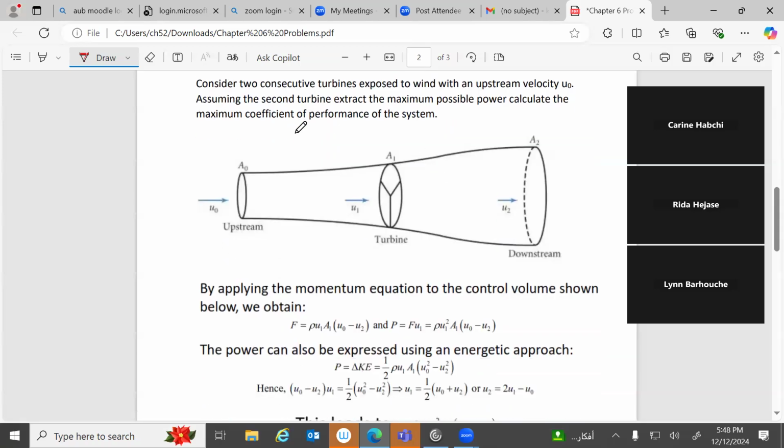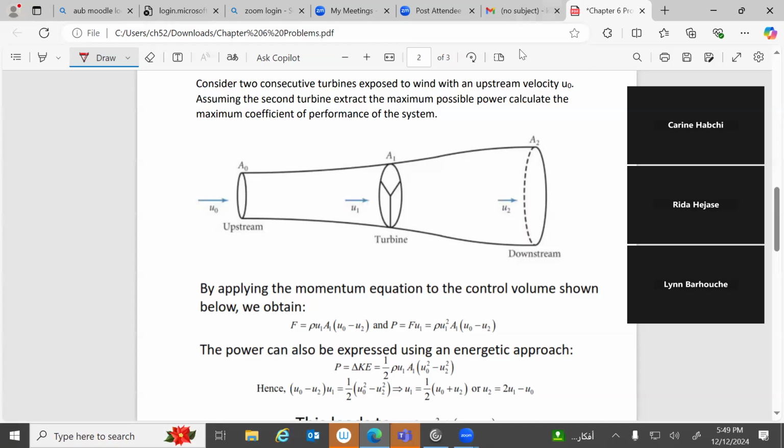Okay. So, in this problem, consider two consecutive turbines exposed to wind with an upstream velocity u0. Until now, we studied one turbine's performance, but in general, we have wind farms. We have a lot of turbines. So one turbine will affect other turbines.